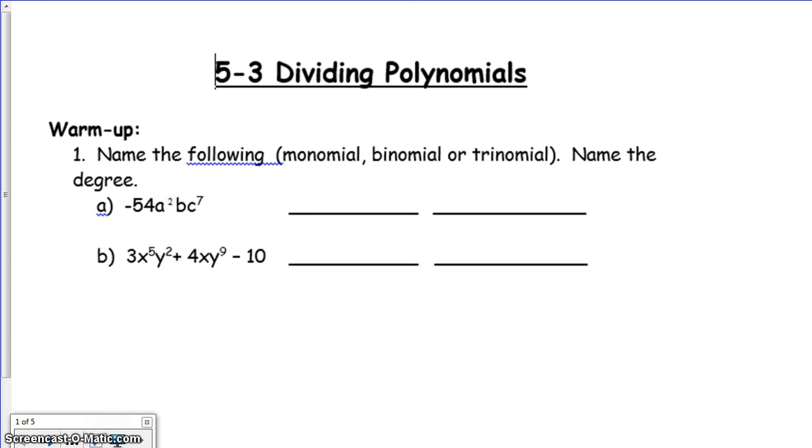So if we look at our first polynomial, is it a monomial, binomial, or trinomial? Well, all of those factors are multiplied together, so it is a monomial. So we look at the degree of this, we add up all of our exponents, so we get a degree of 10. Next one, we have three different terms separated by addition and subtraction, making it a trinomial.